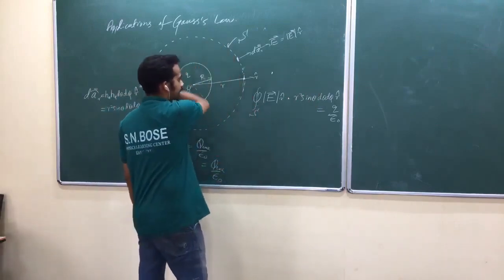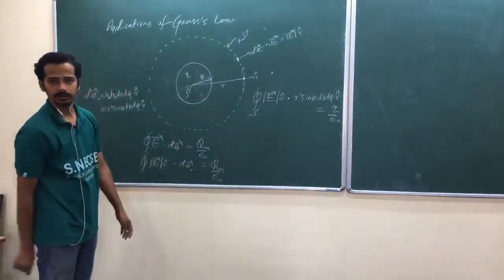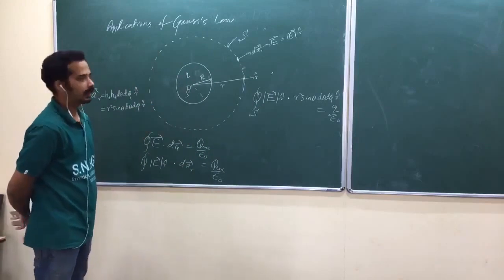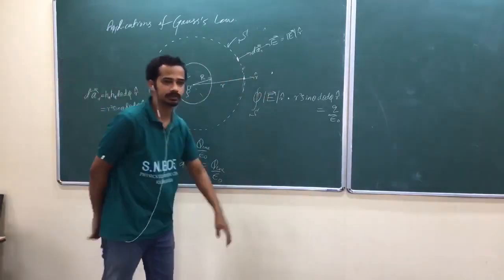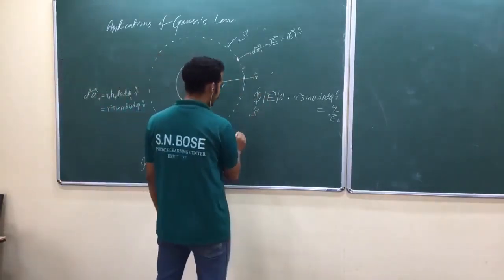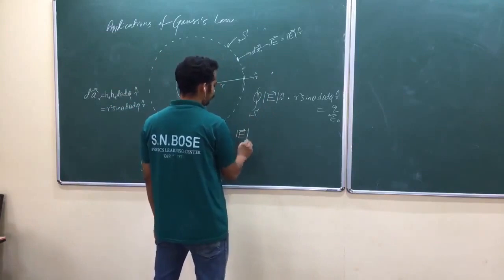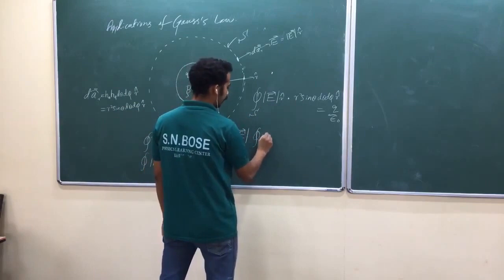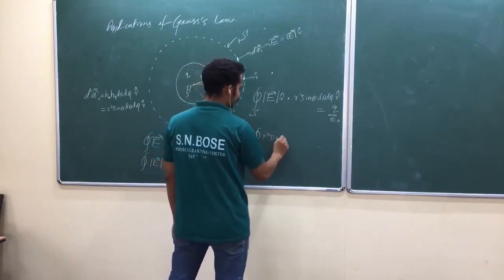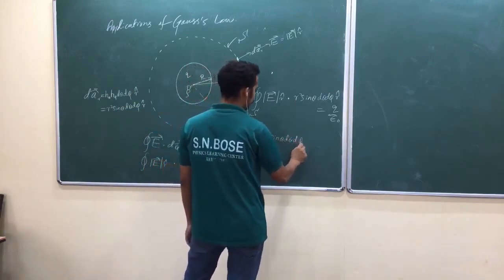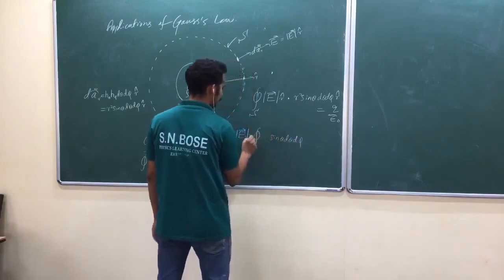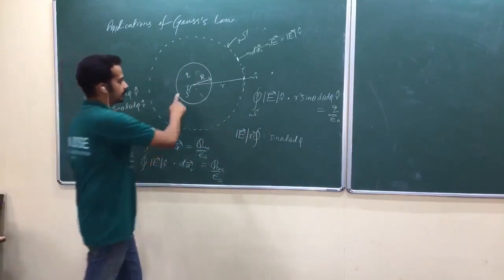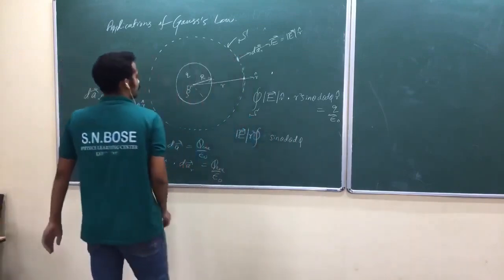Throughout this surface, the magnitude of the electric field is constant, because this is the surface with constant radial distance, and the electric field depends only on the radial distance. So that's why I can take the electric field outside: mod of E, closed integral of r square sin theta d theta d phi. Look at here, r square will also come out. Why? Throughout the surface, r is constant. Remember, this radial distance is constant. Is that okay?